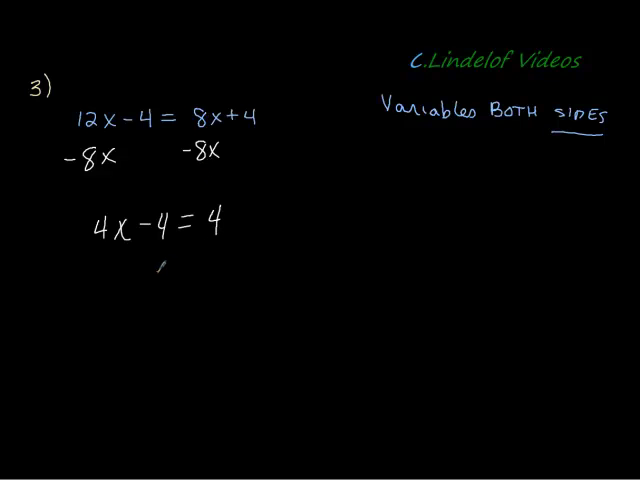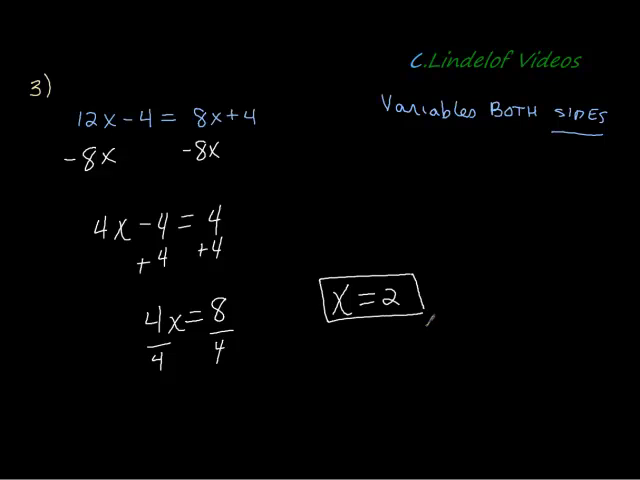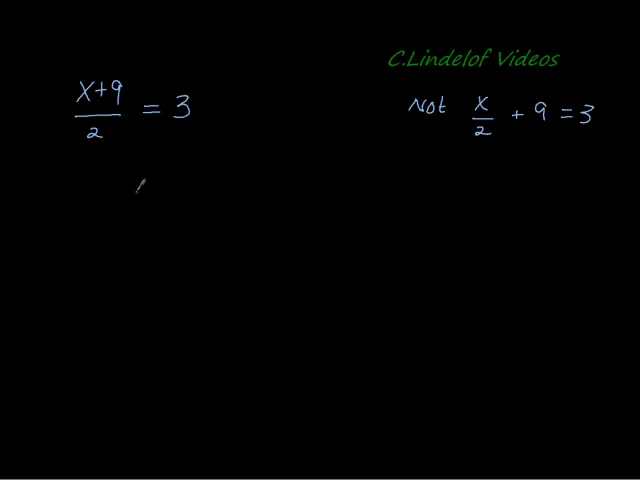Yeah? So I'm going to do the obvious. I'm going to add 4 to both sides. We get 4x is equal to 8. Divide both sides by 4, and get x is equal to 2. By the way, I've not done these problems in advance, so hopefully I'm getting everything right. I think that I am, but I don't usually do the problems in advance, so there we go.